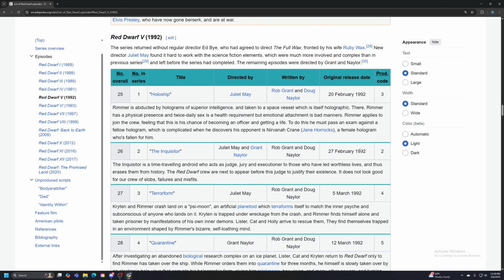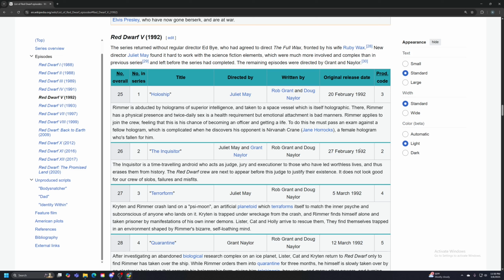All right. Series 5. The series returned without regular director Ed Bye, who had agreed to direct the full wax, fronted by his wife Ruby Wax. New director Juliet May found it hard to work with the science fiction elements, which were much more involved and complex than in the previous series, and left before the series had completed. The remaining episodes were directed by those two. Alright, Title 1, directed by Juliet May.